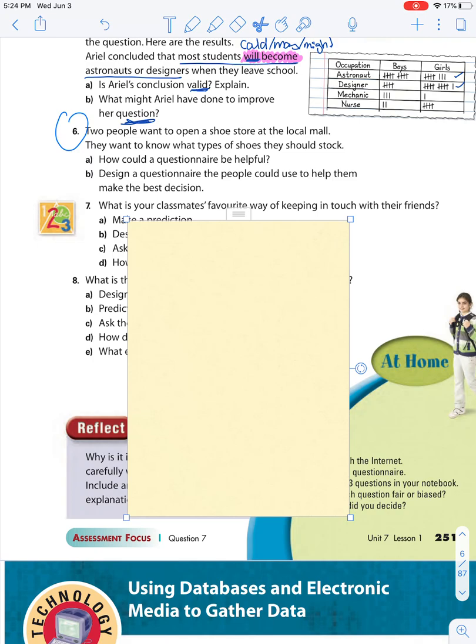Well, it would be helpful because we gain the insight into what different people are interested in and what type of shoes they would be interested in purchasing. Do they want to buy Birkenstocks? Do they want to buy Skechers? Do they really like Adidas? Whatever. So that's going to help them decide where they're going to spend their money. Then design a questionnaire that can be helpful for them to make the best decision.